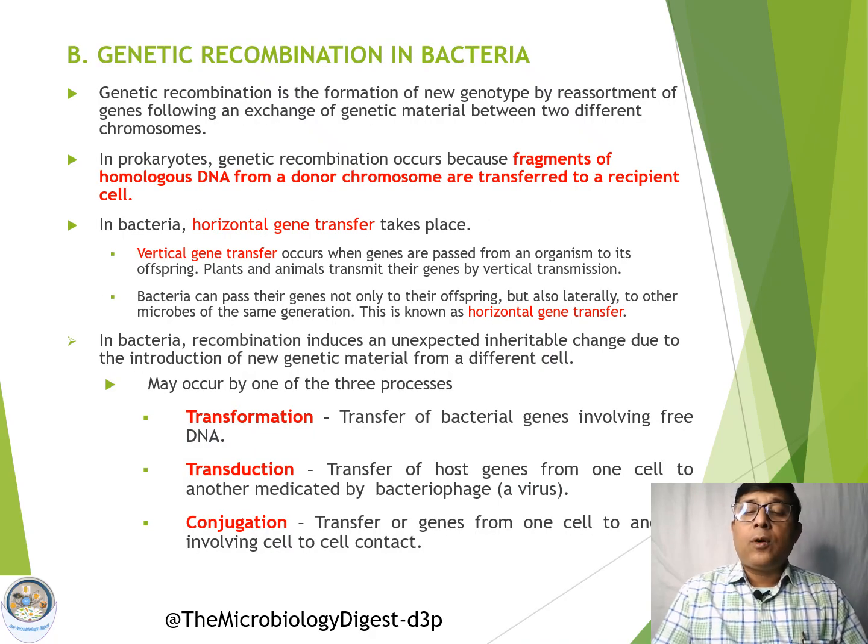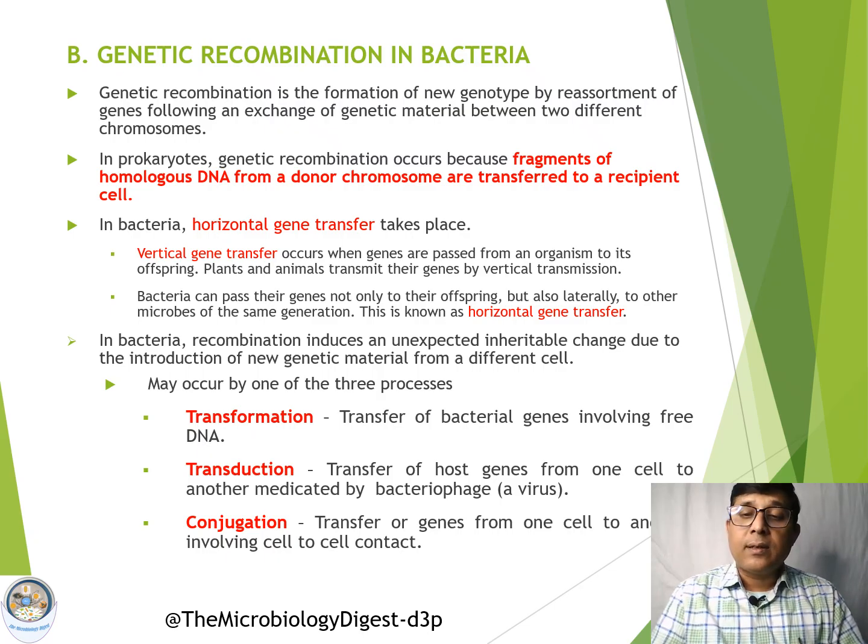Now, the second type of generation of genetic variation in bacteria is genetic recombination. There are different methods by which genetic recombination can occur in bacteria. So genetic recombination, what is this? This is the formation of a new genotype by reassortment of genes following an exchange of genetic material between two different chromosomes.